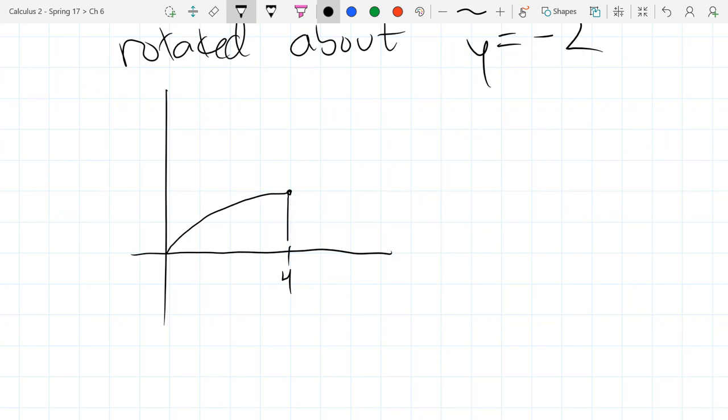It'll be a little bit strange. I like to draw my rotation axis dotted instead of solid. It's up to you how you want to draw it, but I don't want to confuse it with the x-axis, so I don't want to draw it solid.